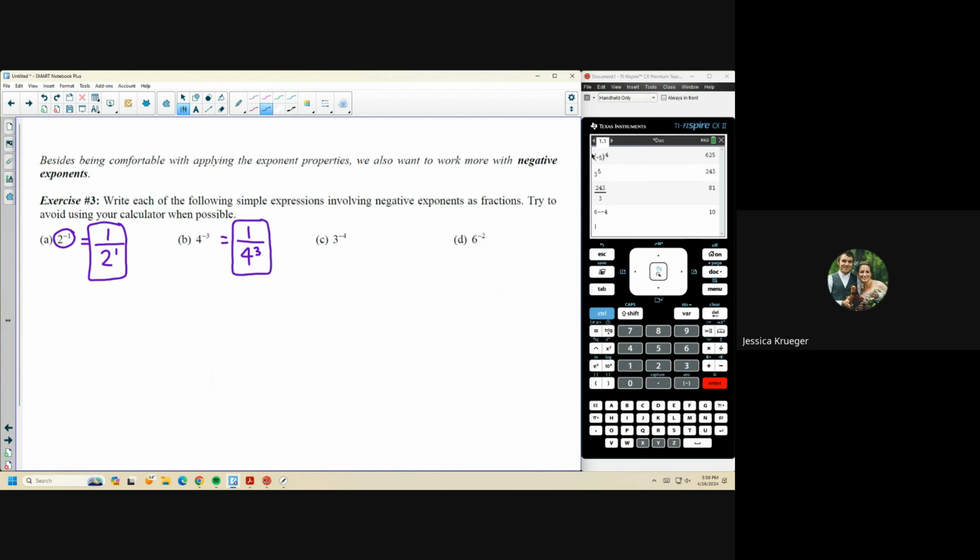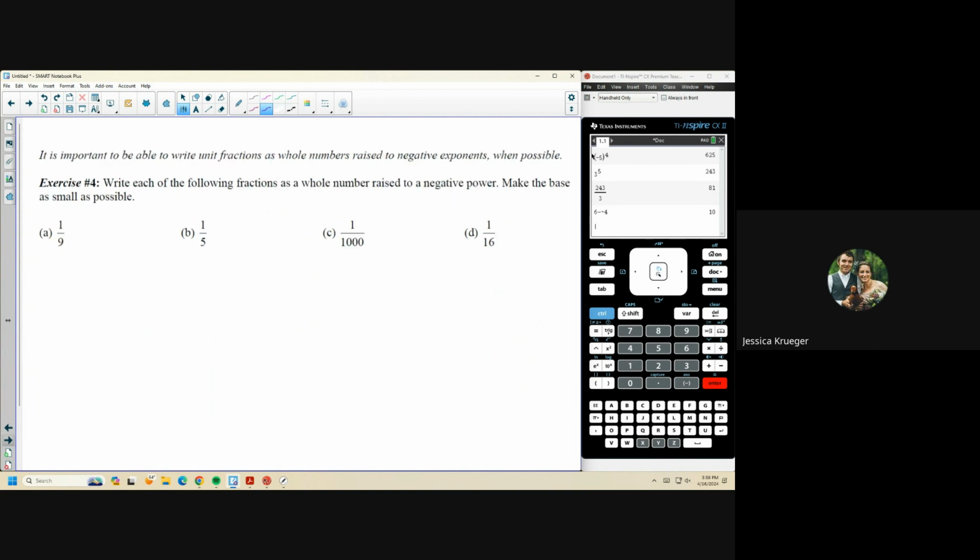Take a minute and try C and D, and then press play to check your work. So C should be 1 over 3 to the fourth, and D should be 1 over 6 squared. Okay, so just a quick reminder of what negative exponents mean. They mean 1 over that base to a power. It's also important to be able to write unit fractions as whole numbers.